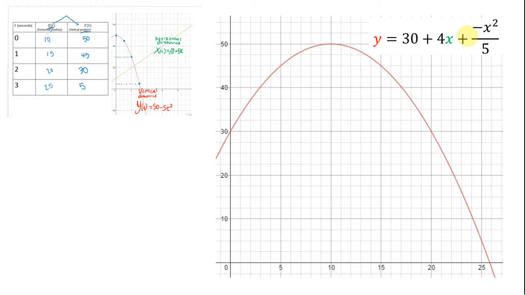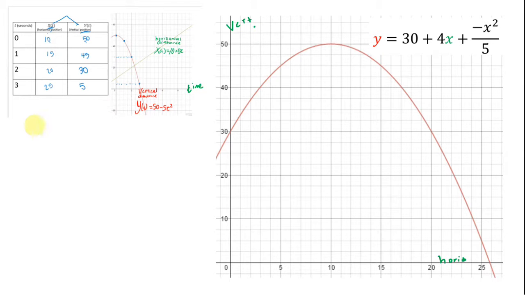There's that equation once more, and this is the graph for that equation. For our reference, I put our table and our graph of both our vertical distance graphed against time and our horizontal distance graphed against time. Here, time was on our x-axis, and here, our x-axis is our horizontal position, or x. Our y-axis is our vertical position.